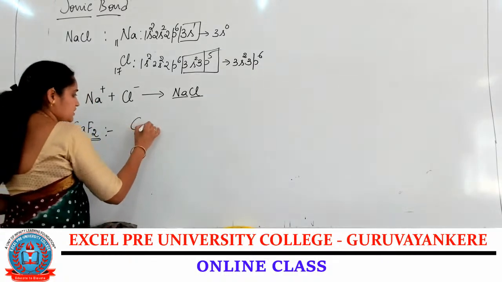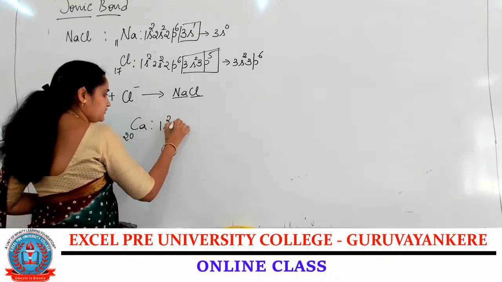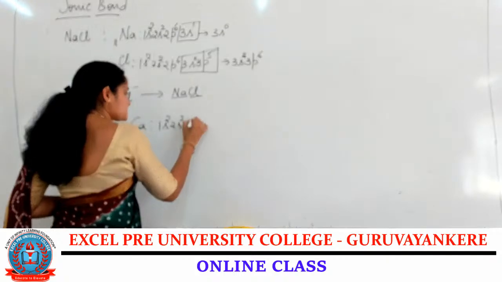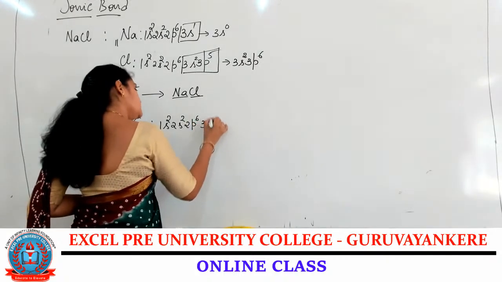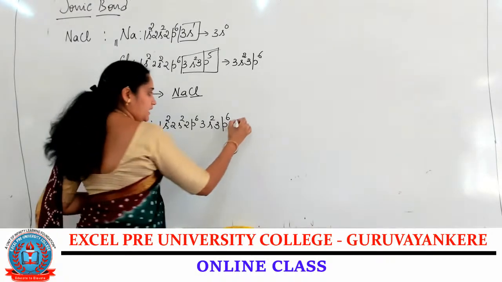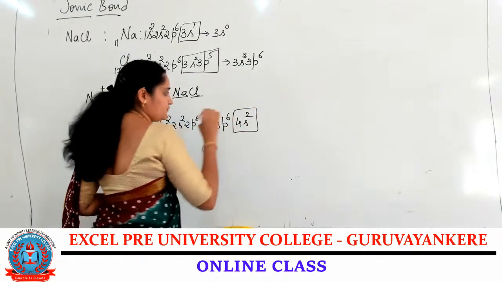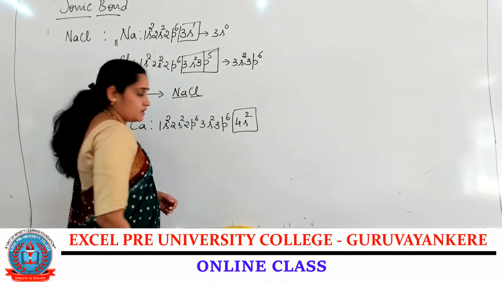Electronic configuration: the atomic number of calcium is 20. So the electronic configuration becomes 1s2, 2s2, 2p6, 3s2, 3p6 and 4s2. 4s2 is considered as the valence shell, isn't it?